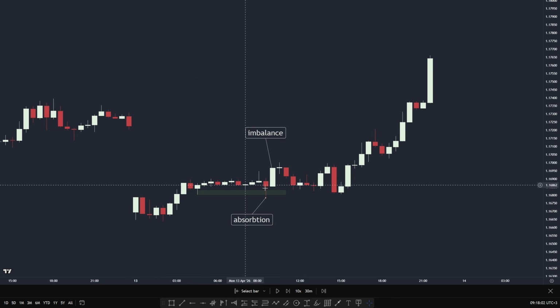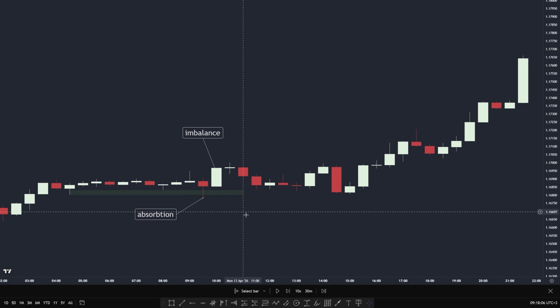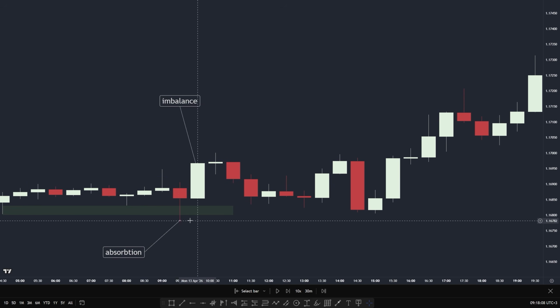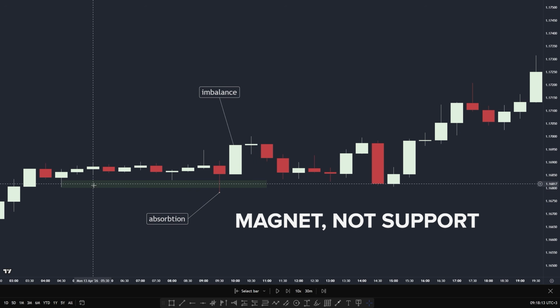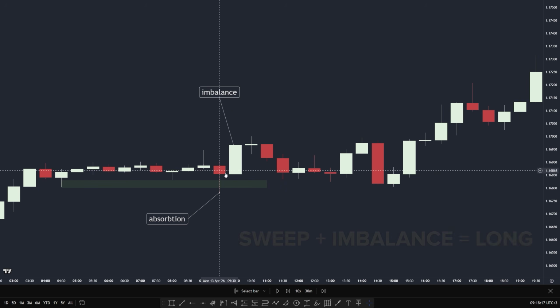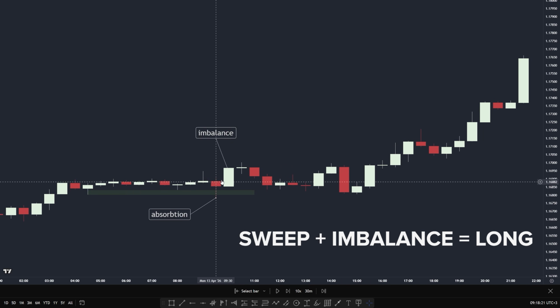Another one, Euro-dollar 15-minute. We have equal lows. Price goes through them by a few pips and then snaps back. This proves that equal lows are a magnet, not support. It closes back above the level with an imbalance. This is a valid long trade.